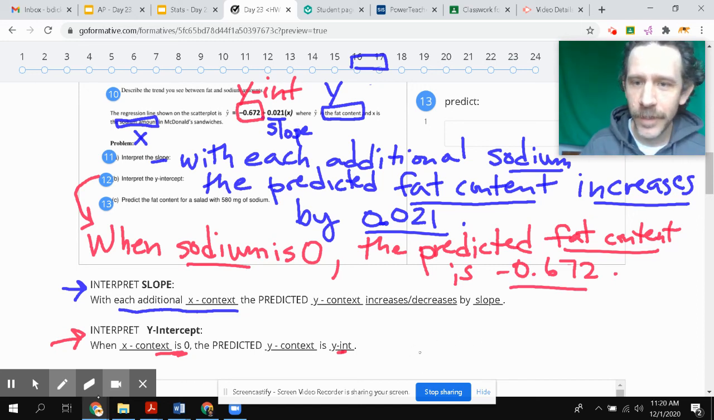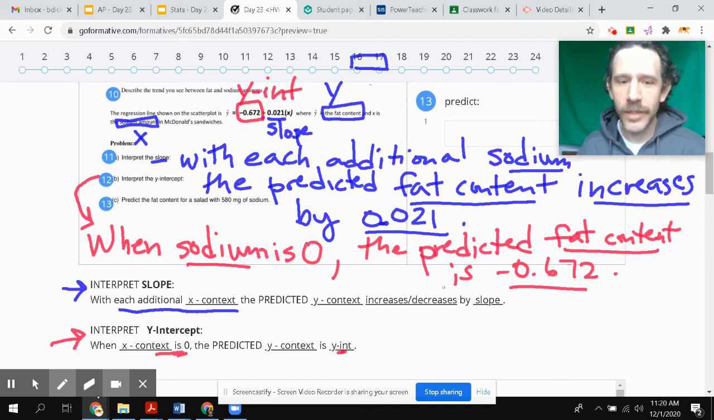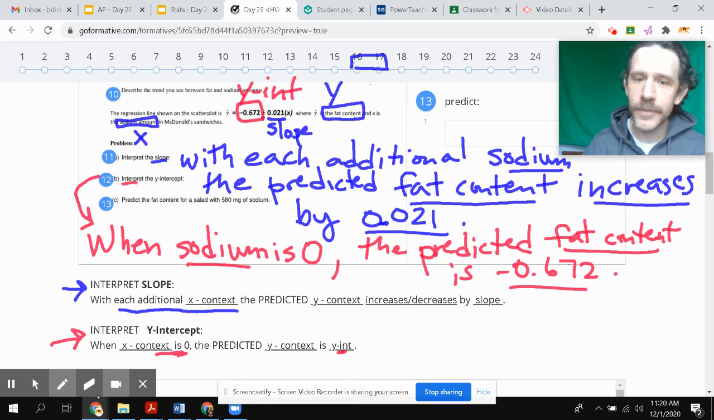Now, can you have a piece of food that has negative fat content? No, that's not possible. But that's not what the question was asking. It just said to interpret that number within the equation. You can think about in real life, you might ask, does this y-intercept even make sense? No, because you cannot have a salad with negative fat. But in this case, it just asked to interpret, so we write that sentence.